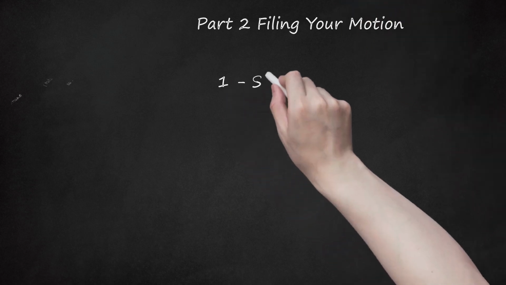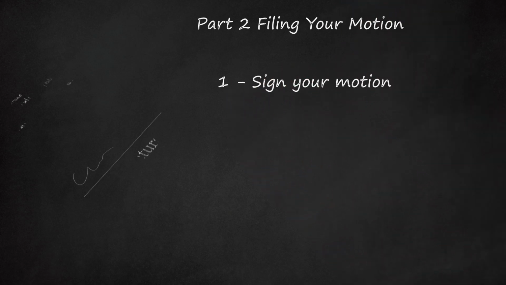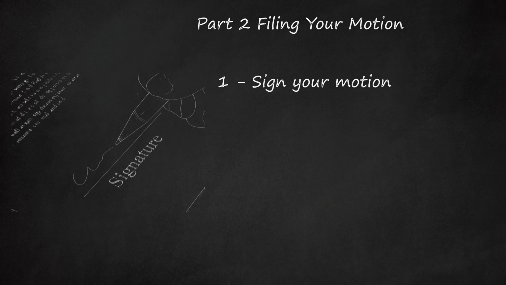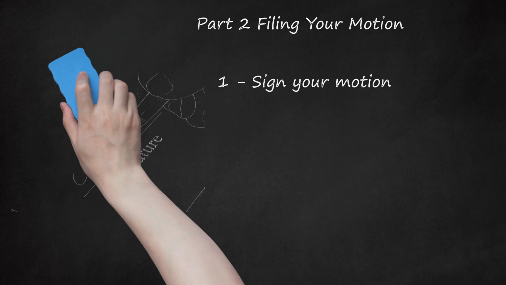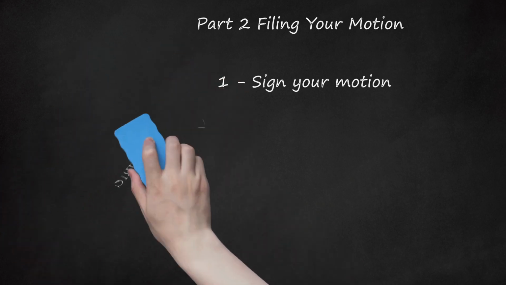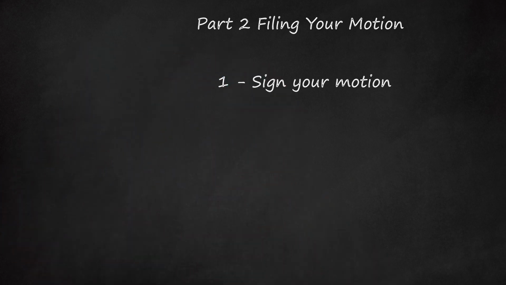Part 2. Filing your motion. 1. Sign your motion. In some jurisdictions, you must sign your motion in the presence of a notary public if you are not represented by an attorney. If your court requires your motion to be accompanied by an affidavit, you must sign your affidavit in front of a notary public to have your signature authenticated.